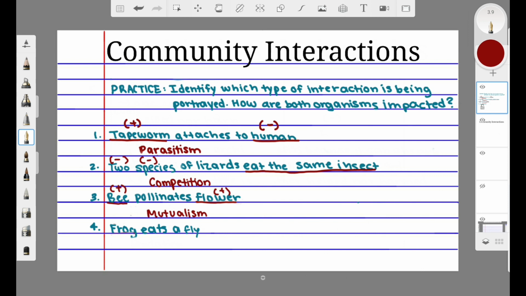And lastly, we have a frog that is eating a fly. And this one should be pretty easy because the frog is the predator and the fly is the prey. This is predation. And the predator benefits while the prey is harmed.